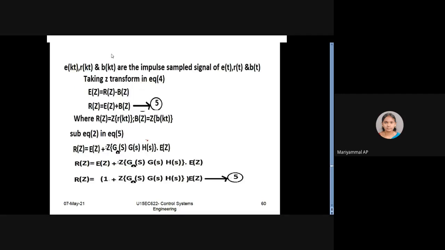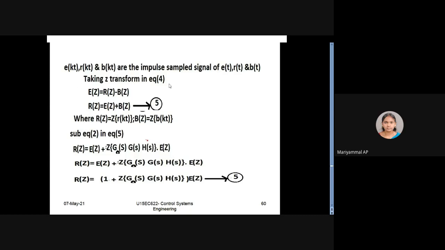see that explanation. E of kt, R of kt, B of kt mean all the impulse sampled signals of E of t, R of t and B of t respectively. If I need E of t after sampling, I collect E of kt. R of t taken after sampling means R of kt. Then B of t taken after sampling means B of kt.